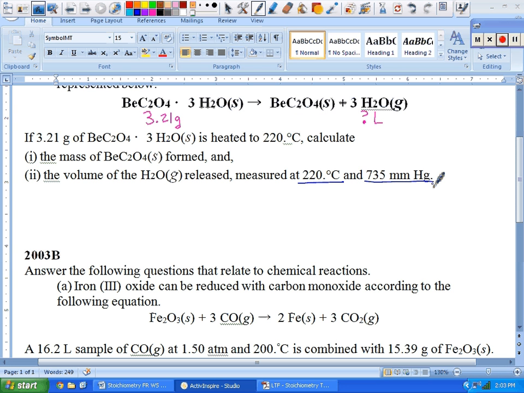Go ahead. Yeah, go ahead. Go ahead, Jacob. No, you will not leave it in millimeters of mercury.